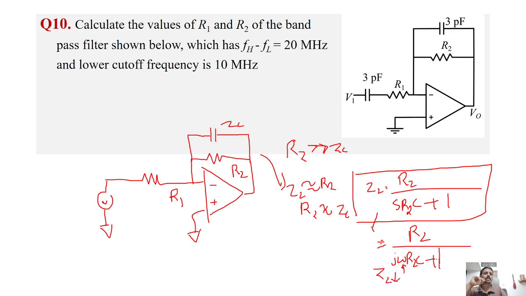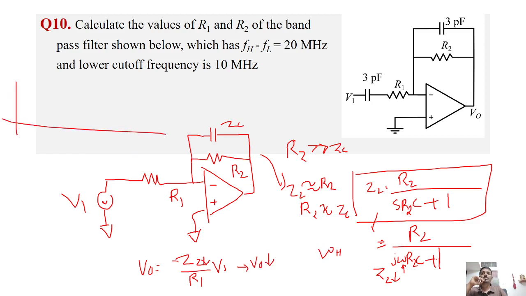So the voltage V0 is Z2 by R1 into V1, since Z1 is R1. So V1 is input. When omega starts increasing after some cutoff frequency, say omega h, Z2 will start decreasing. As Z2 decreases, V0 also starts decreasing. So that is what is shown here.